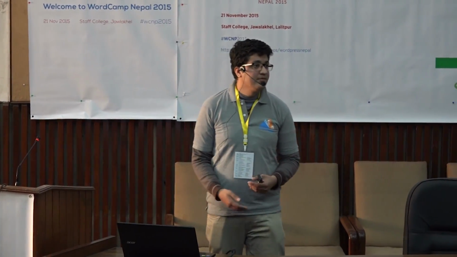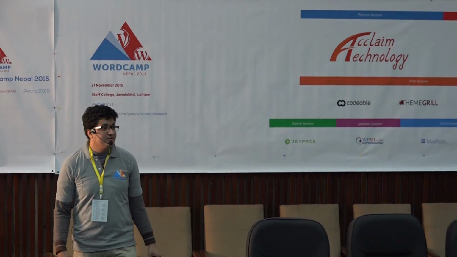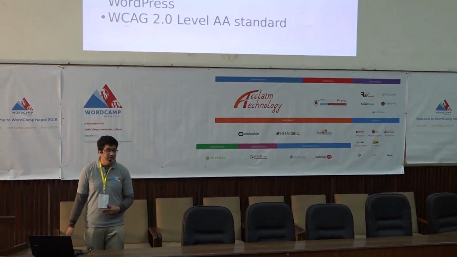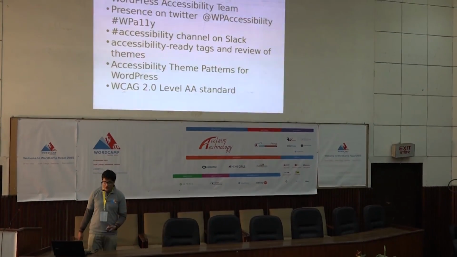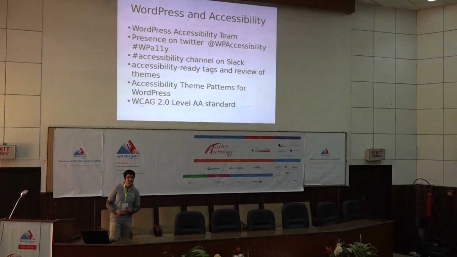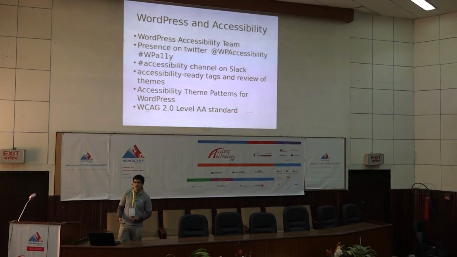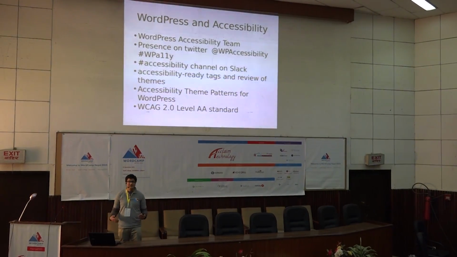There are codes, so you can view it from github.com/wp-accessibility. And mainly the WordPress accessibility team follows the Web Content Accessibility Guidelines 2.0, that is AA standards. So if you are building anything that is accessibility ready in WordPress, then it should follow those standards because it is mostly acceptable in most parts of the world, and every country of the world accepts it.